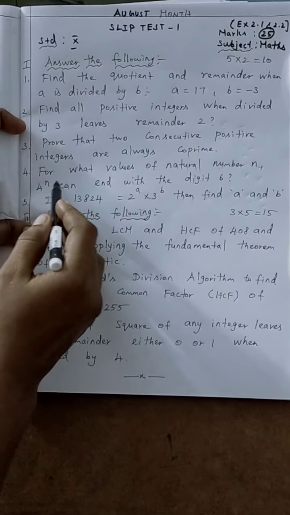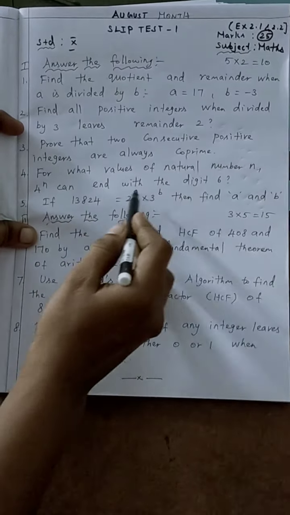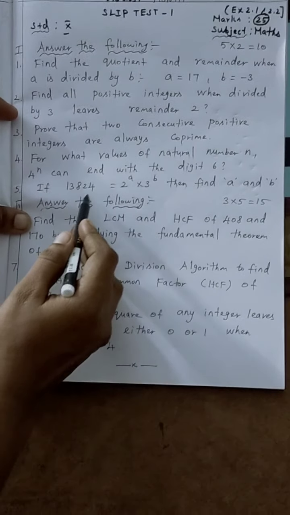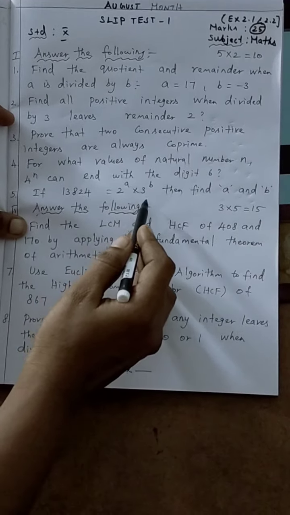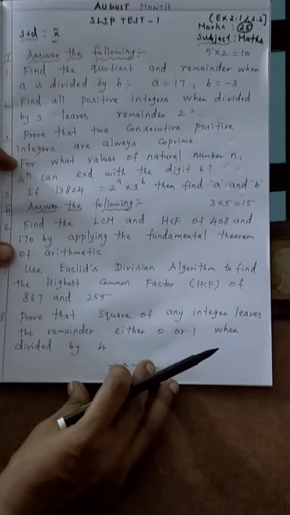Fourth question, for what values of natural number n can 4 power n end with the digit 6. Fifth one, if 13,824 equal to 2 power a into 3 power b, then find a and b. That also 2 mark question.